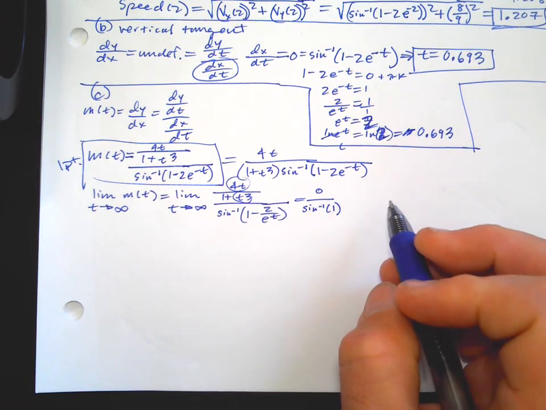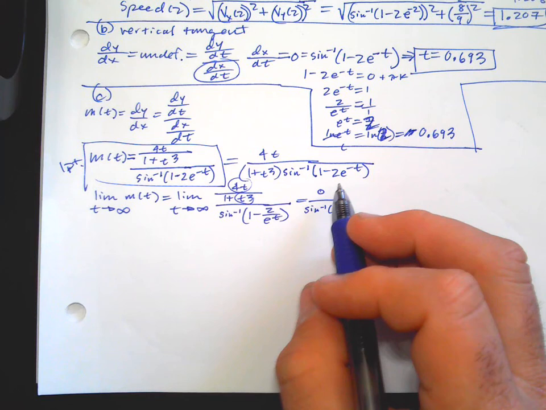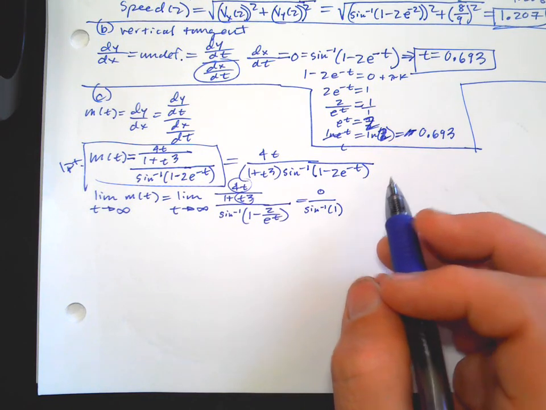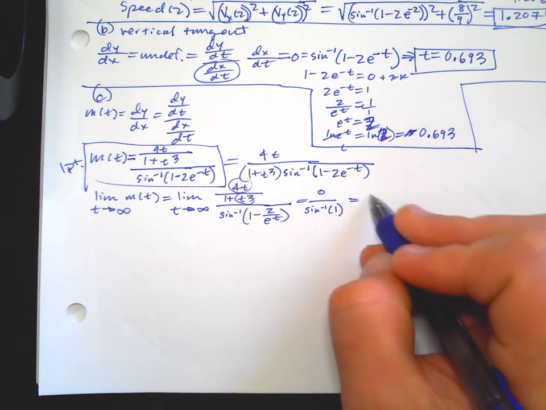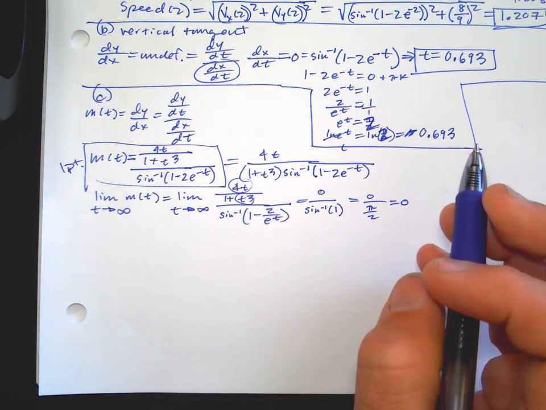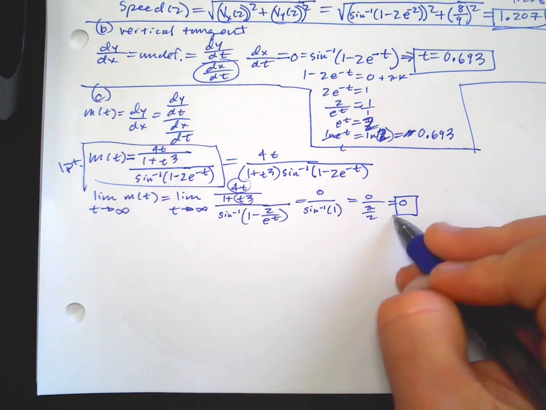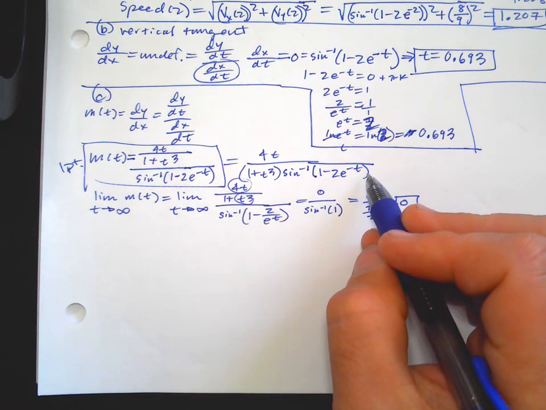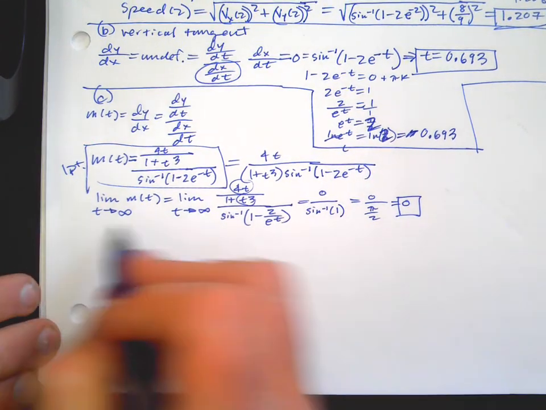And you say, well, when does sine equal 1? Principal values, it's going to be pi over 2. It's still going to be 0, right? I mean, even if you did it with this one, it's going to be 0. So there you go.